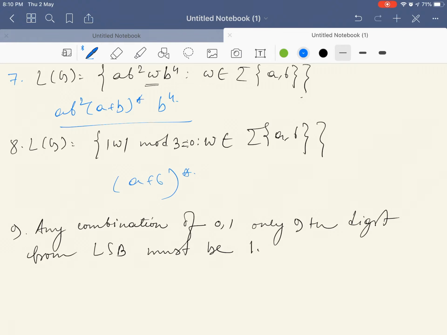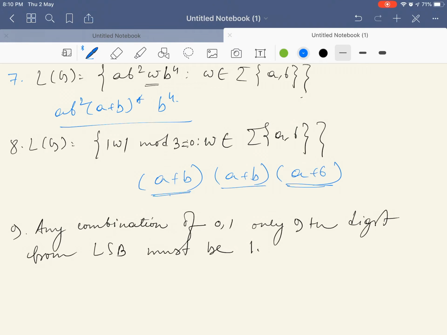So how to confirm that the length must be an integral multiple of 3? Just writing (a plus b) dot (a plus b) dot (a plus b). Now from that a plus b I can get either a or b, any one of them. From the next a plus b I may get either a or b, and from the last a plus b either I may get a or b.